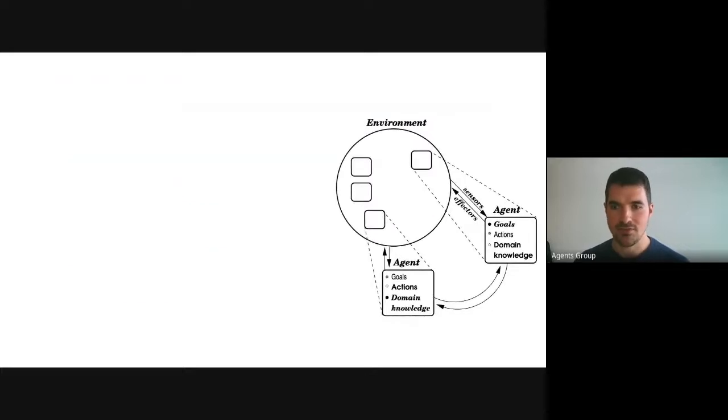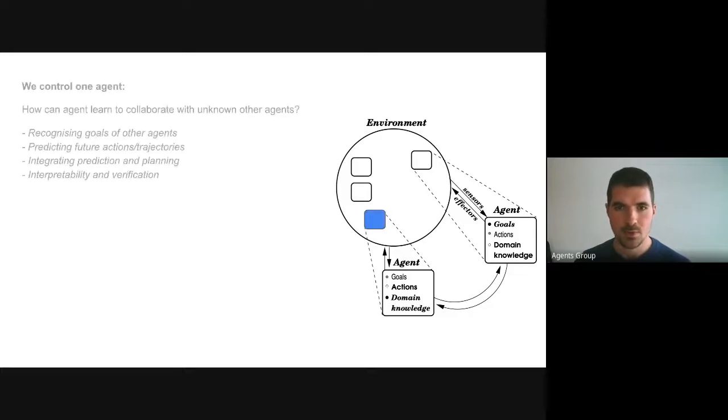Here I'm going to give you the two main categories of the types of research domains that we're working in. The first one is when we control one agent in a multi-agent system, and the other agents may be controlled by other organizations. We don't know ahead of time who they are and what their policies are. In the picture, I'm showing you one blue square, which is us, and the other squares are controlled by someone else. The question is, how can our agent learn to collaborate effectively with these other unknown agents?